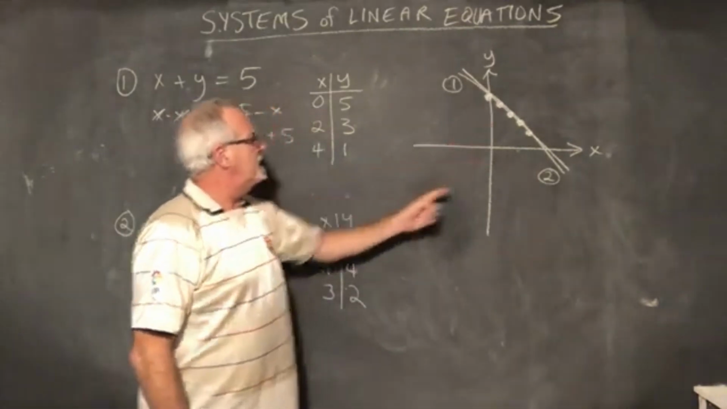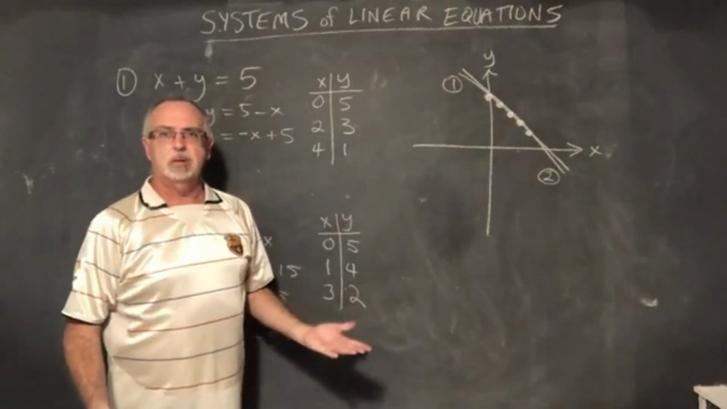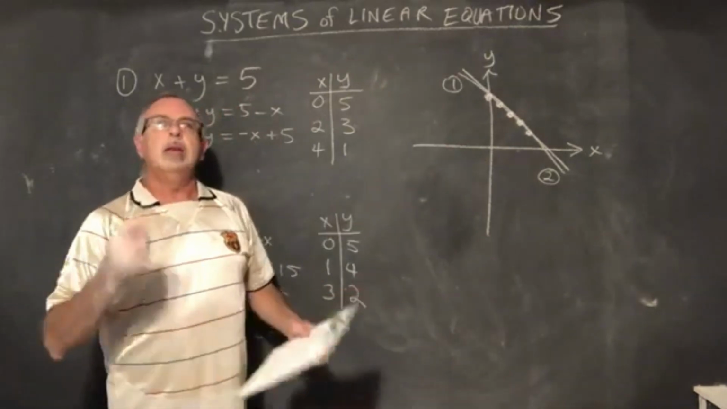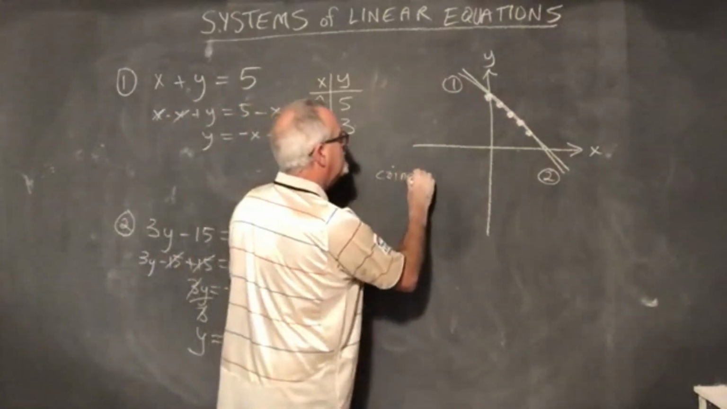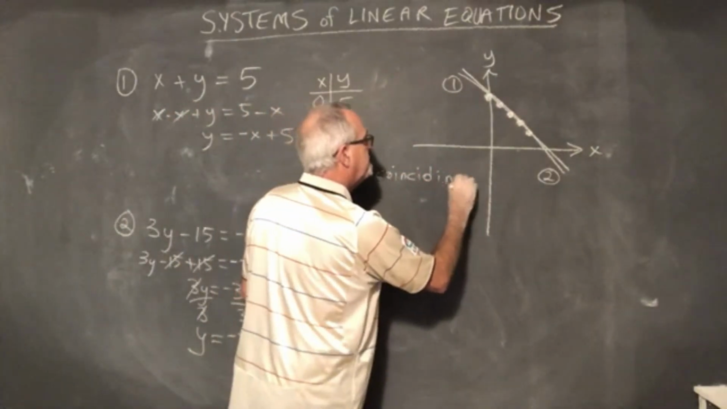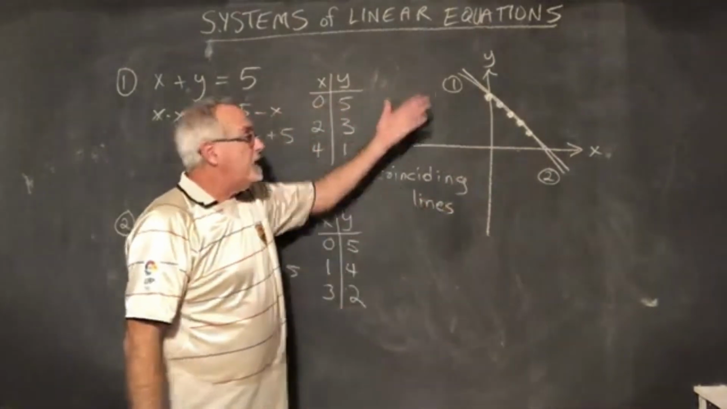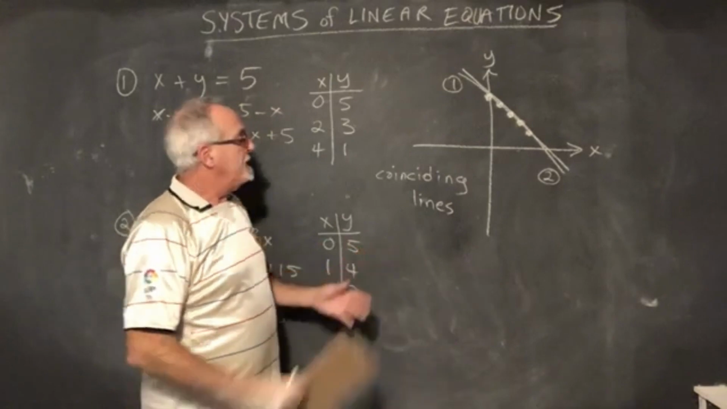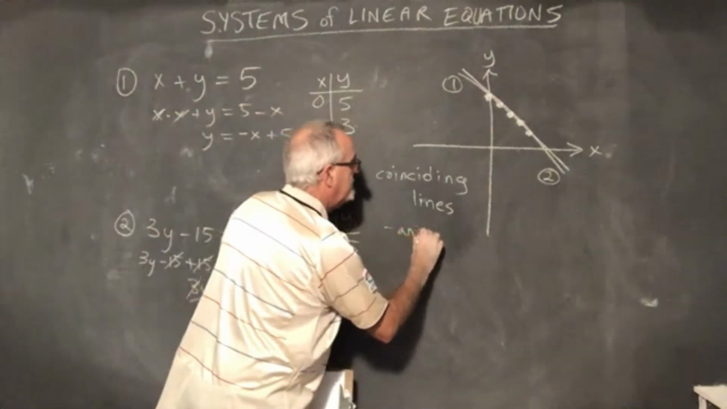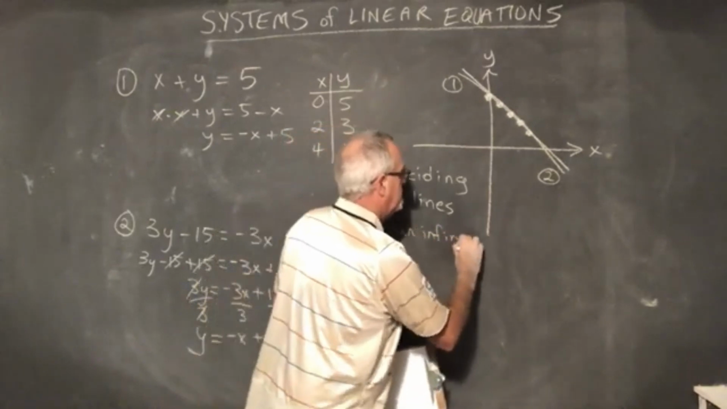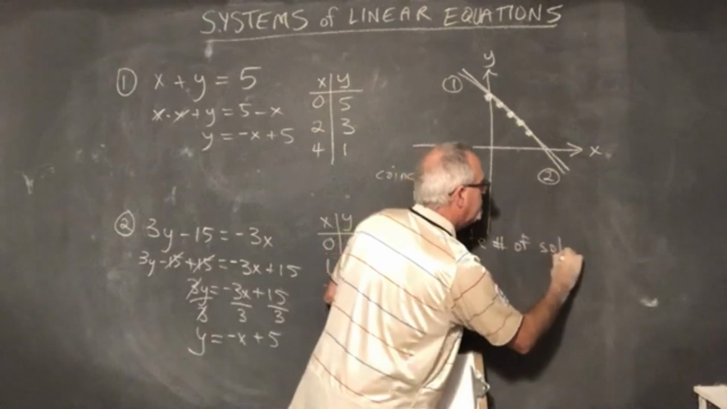But we can see a lot of evidence that with these two lines, all of their points are in common. So how do we say that? The term that we want is coinciding lines. Coinciding means that they are landing in the same place. And then the answer, an infinite number of solutions.